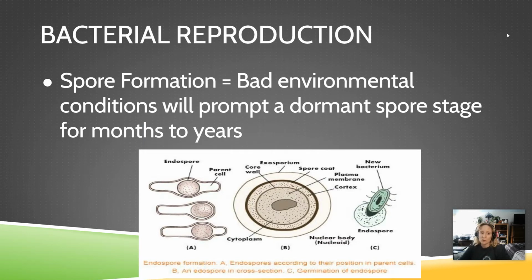Bacteria can also become spores. So when the environment is bad, so it's either too hot, too dry, they can go into a dormant spore stage, and that can last for months to years. So that would allow that bacterium to come out of the spore when conditions get better.